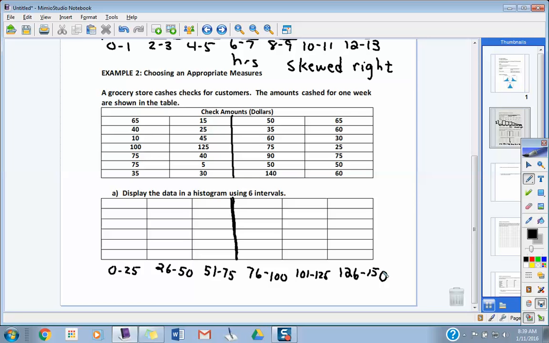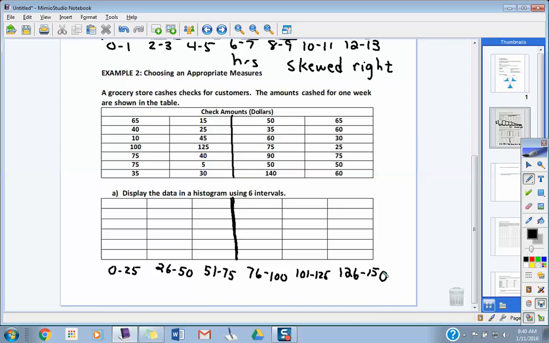What's the highest check in there that they cash out? Is it 140? So it looks like all my values will fit within that, right? Everybody okay with that? Okay. So I think the best way to do something like this is the following. I've got to figure out how many checks are between 0 and 25. I think it's just to our advantage to go ahead and cross off the values that you have here.